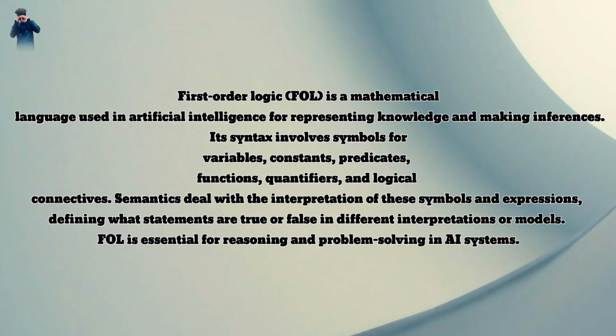First-order logic, FOL, is a mathematical language used in artificial intelligence for representing knowledge and making inferences. Its syntax involves symbols for variables, constants, predicates, functions, quantifiers, and logical connectives. Semantics deal with the interpretation of these symbols and expressions, defining what statements are true or false in different interpretations or models. FOL is essential for reasoning and problem-solving in AI systems.